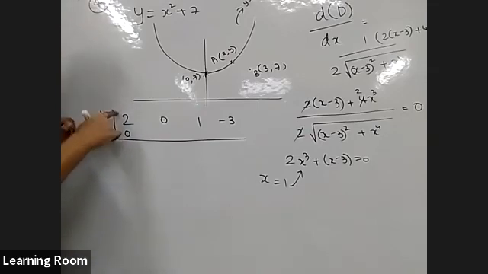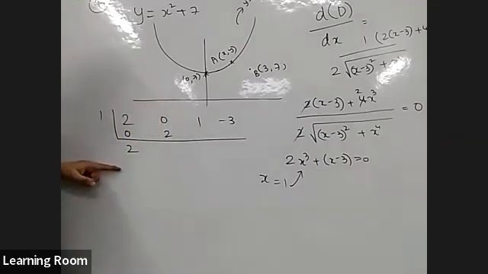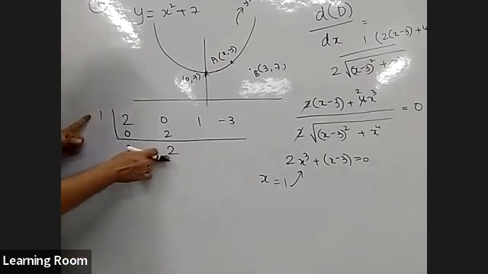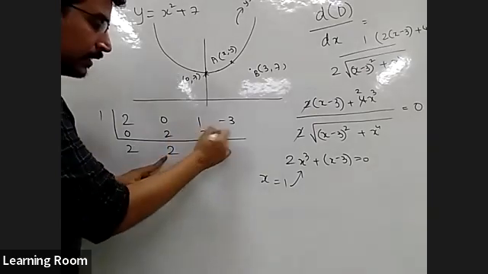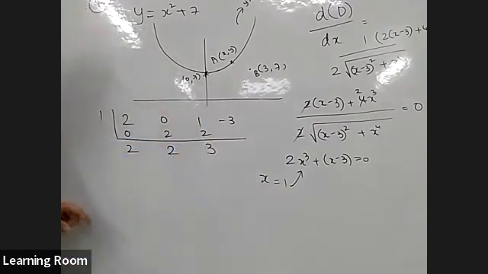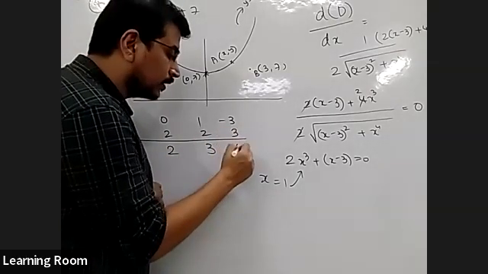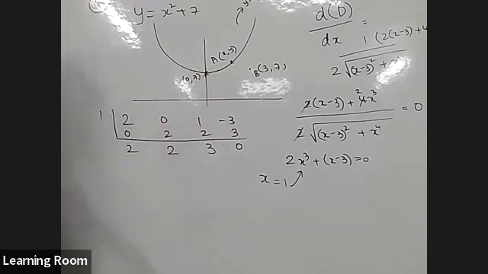When you add both, 2 plus 0 will give you a 2. Now 1 multiplied with this 2, you write it here. Again add them, and what are you going to get? 2. 1 multiplied with this 2 and again take it here. Add these, you will get a 3. 1 multiplied with this 3, you put a 3 here, and you will obviously get a 0 because you have taken a root of the equation.